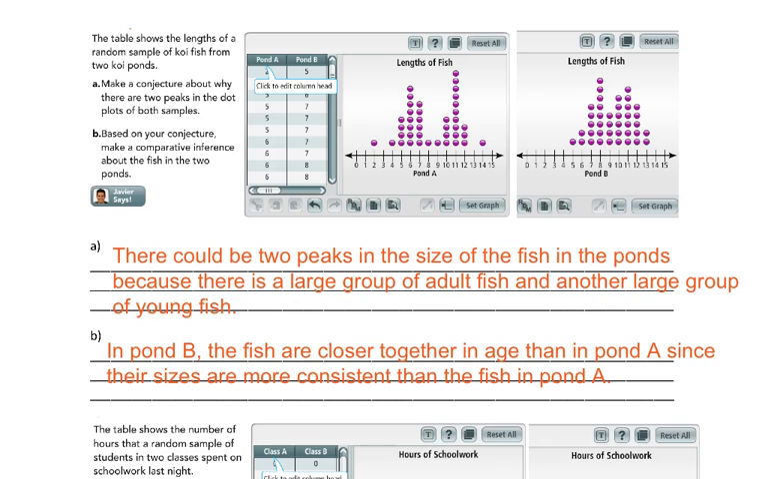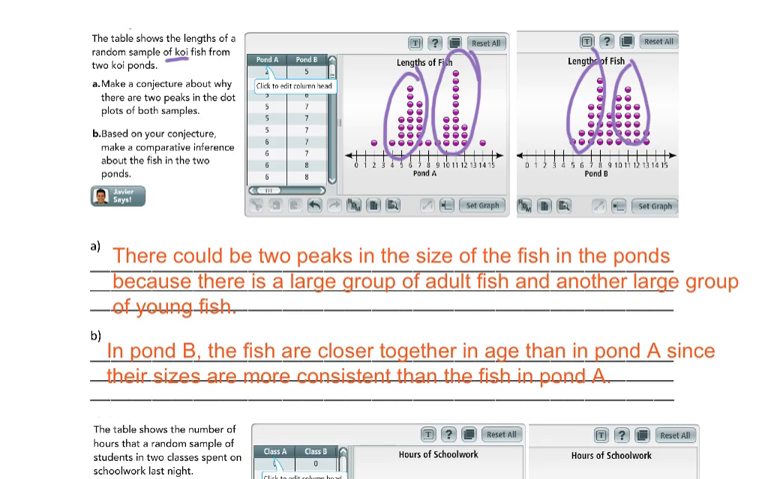Okay, so these are the ones that I came up with. That does not mean that yours are wrong if you came up with something different. But my conjecture was that there could be two peaks in the size of the fish in the ponds because there's a large group of adult fish and another large group of young fish. So the adult fish will be larger and the young fish will be smaller. So we have adult fish and we have young fish. Just make sure that you realize that we are talking about the same type of fish. They're koi. So you would not want to say that there are different types of fish in the ponds.